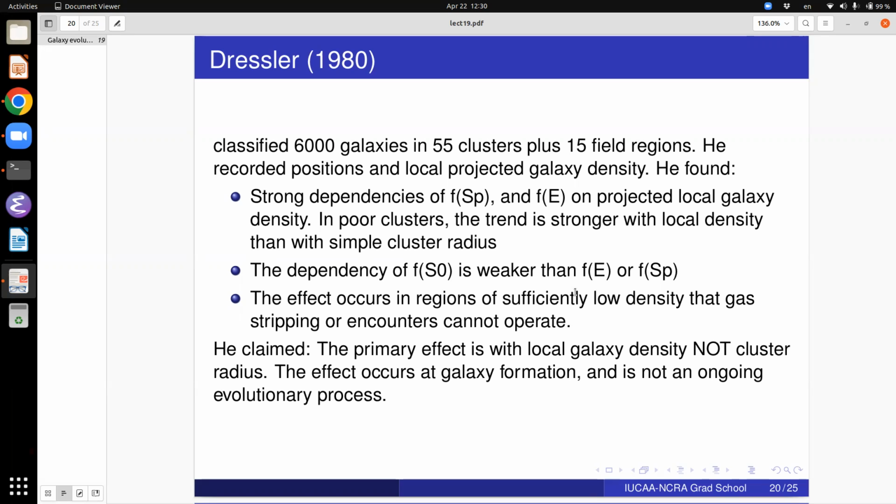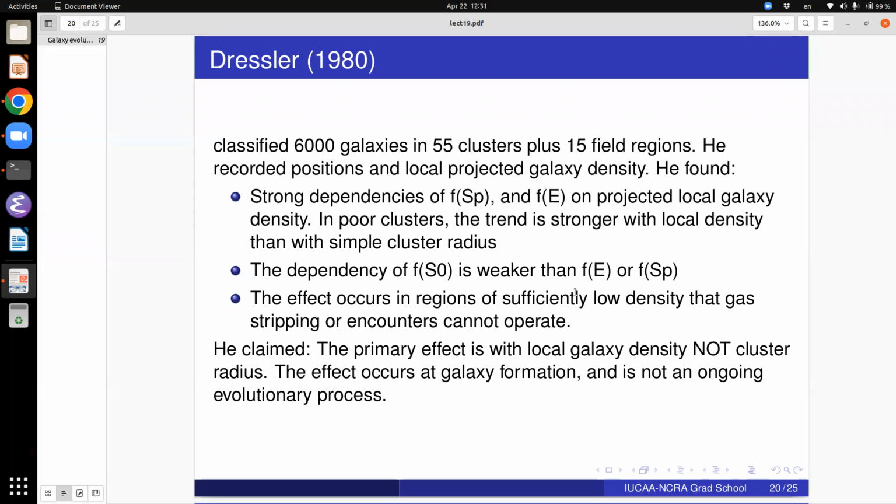People said, no, this is not a correlation with density, but just a correlation with distance from the center. Then there have been a lot of papers in the literature debating this. Now people seem to have agreed that it's mostly the density which matters. The dependence of FS0 is weaker than FE and FSP. The effect occurs in regions of sufficiently low density that gas stripping or encounters cannot operate.